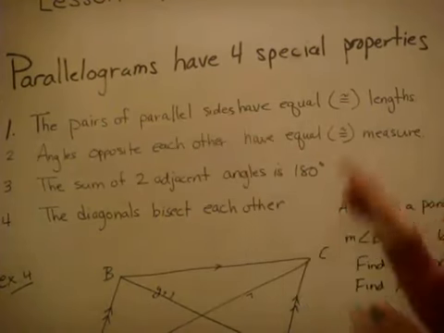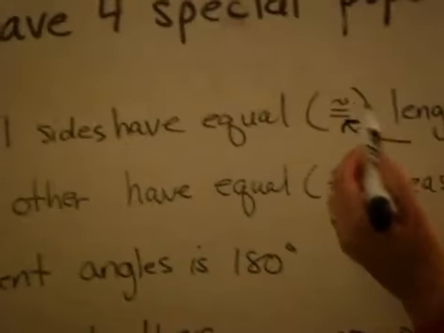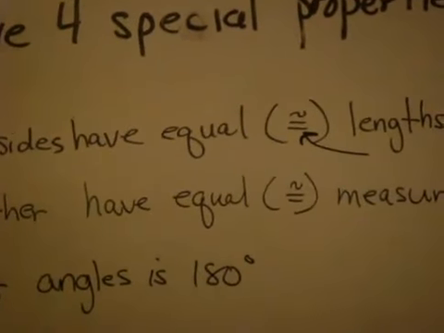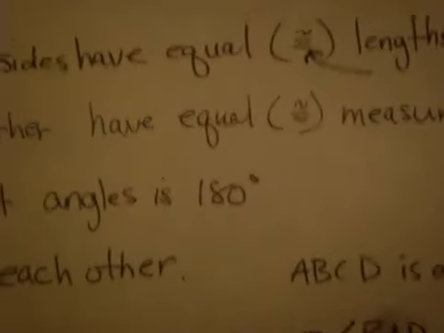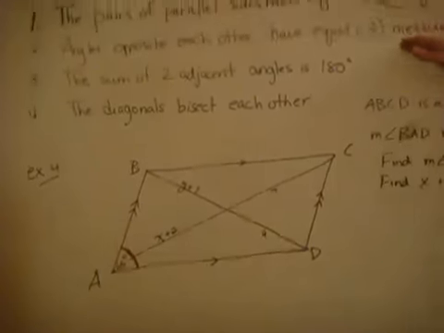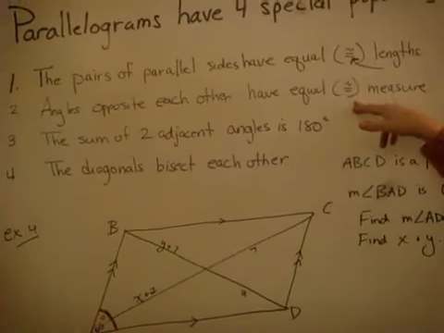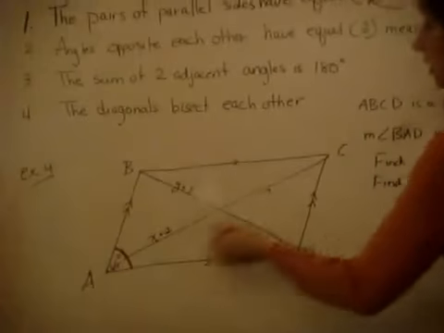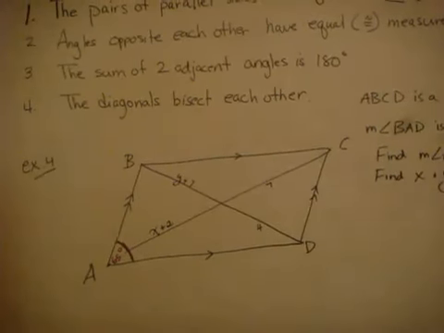The first one is the pairs of parallel sides have equal or congruent lengths. This is a sign for congruency. That just means if you took an image of them, they would be the same. So down here is a parallelogram. The parallel sides are the same length. The second one is angles opposite to each other have equal or congruent measure. So this angle is equal to this angle is equal to this angle, just like in a rectangle.